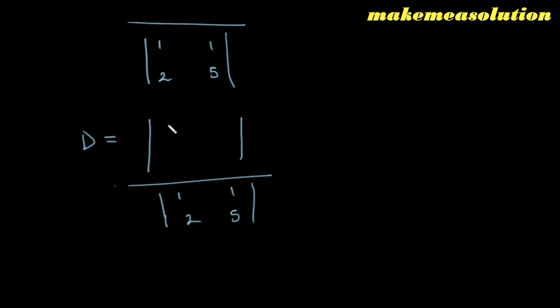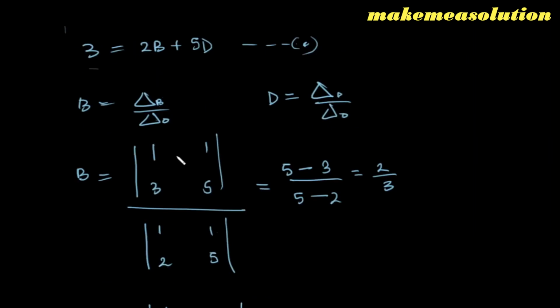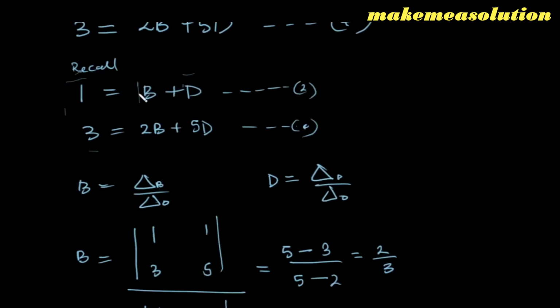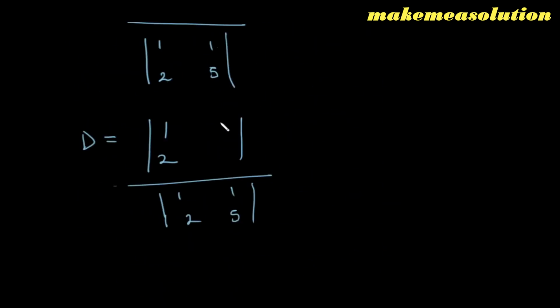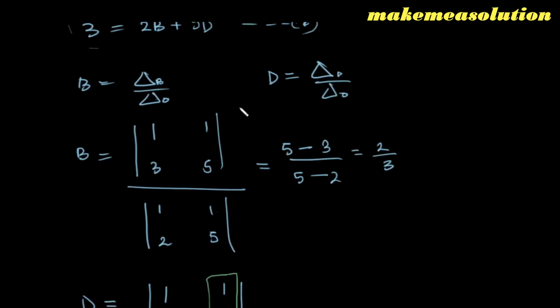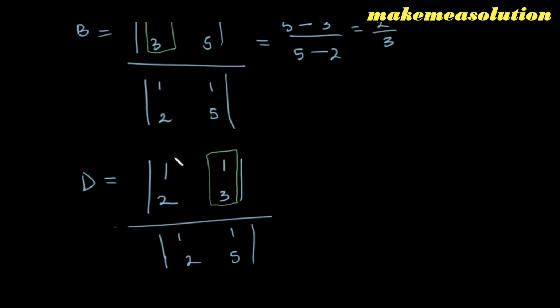So my b stays as 1 and 2. Then instead of putting 1 and 5, I'll replace it with 1 and 3. So the concept is to use the constants. For delta b, we replace the coefficients of b with the constants, and for delta d, we replace the coefficients of d with the constants. So for delta naught, you're not replacing anything, you leave it like that.